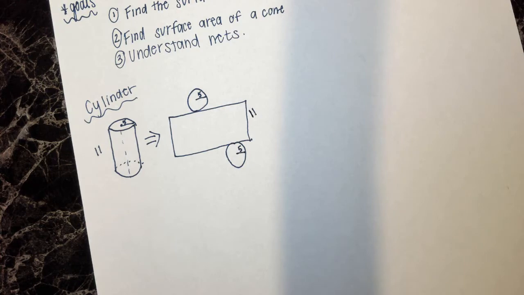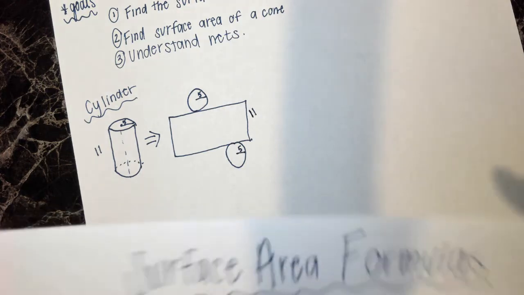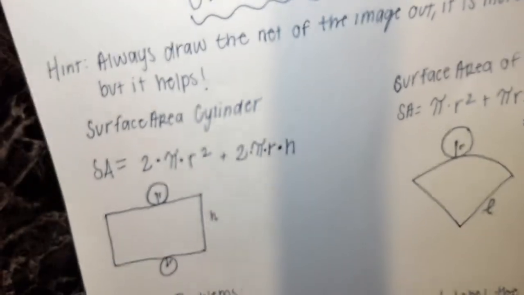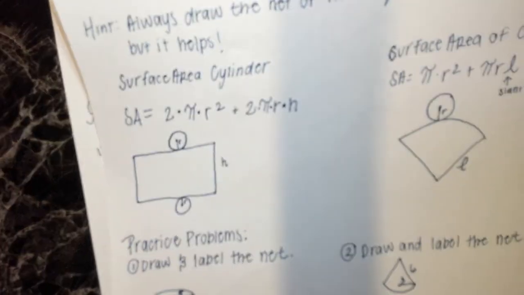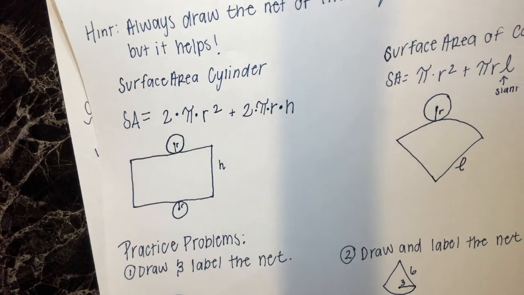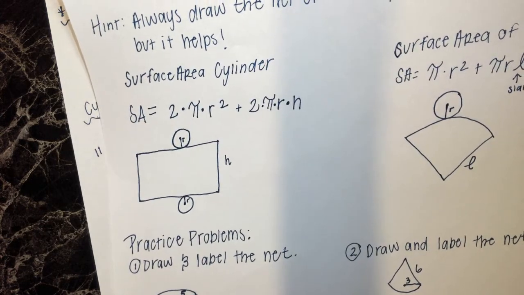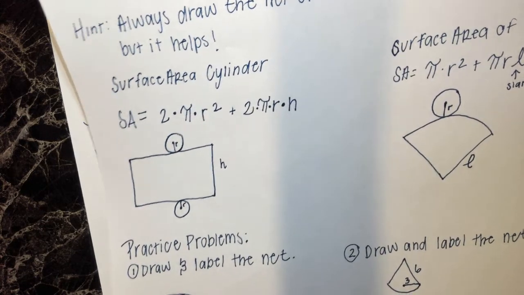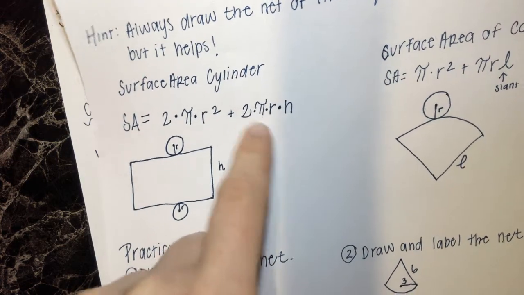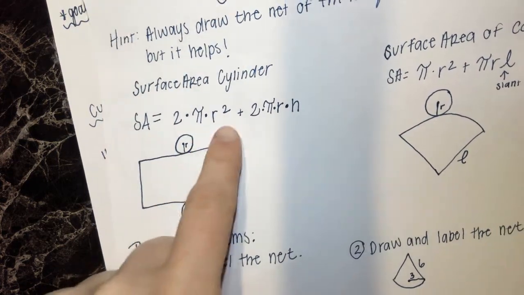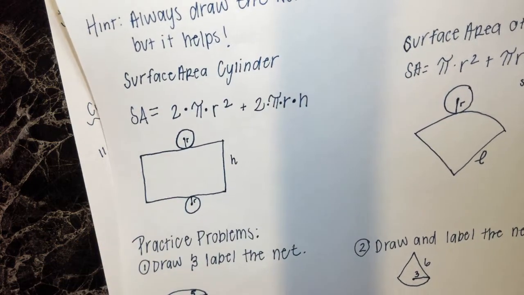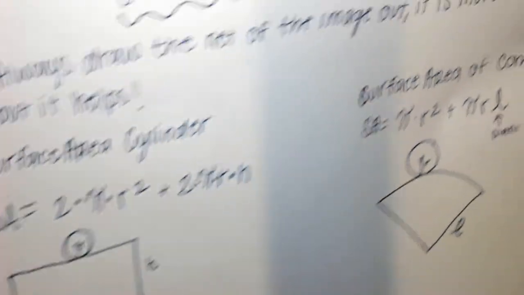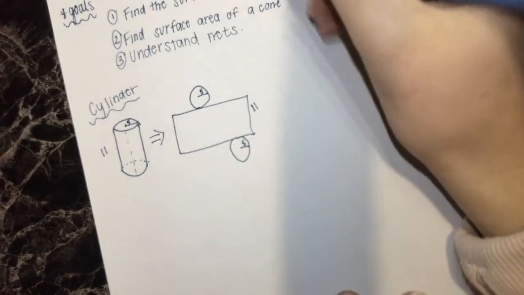So if we use the formula, if you look at your surface area formulas, at the top it says surface area of a cylinder. It says 2 times pi times the radius squared plus 2 times pi times radius times the height. This right here is your circumference. This is your area of a circle. You have 2 areas of your circle, and then you're multiplying your circumference times your height to find the area of that rectangular piece. So let's write it out.